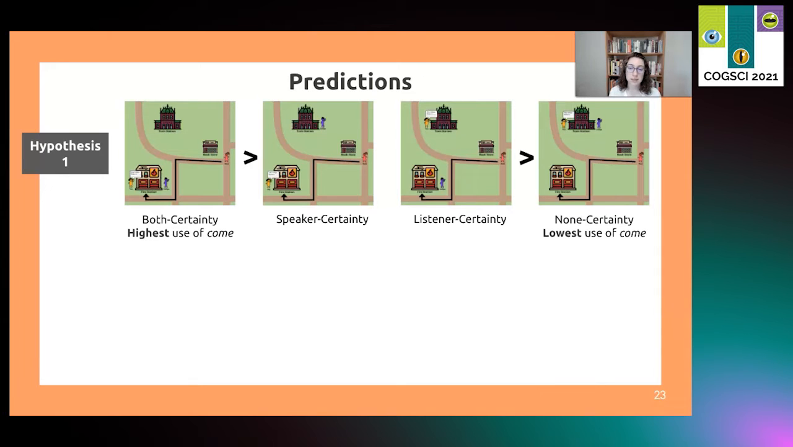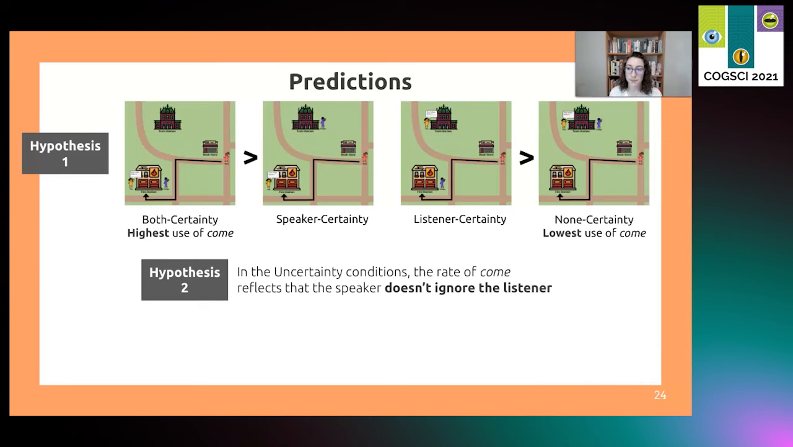And it would show this because the only difference between the both condition and the speaker condition, and between the listener condition and the none condition, is whether the listener is at the destination. So if we find differences between these pairs of conditions, that shows that the speaker is taking the listener's perspective into account, in line with what has been found for other perspective-taking phenomena.